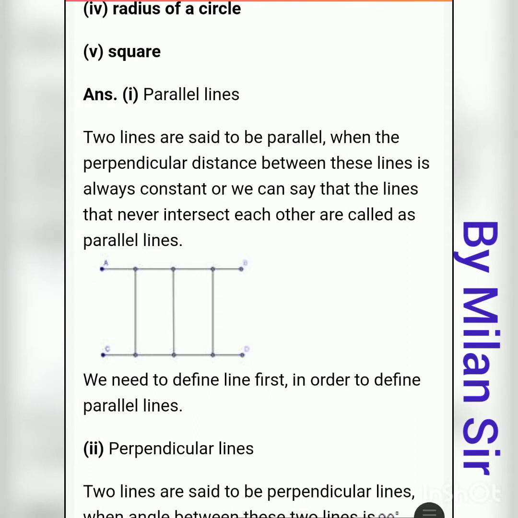Okay, we need to define line first in order to define parallel lines. That means if we want to write the definition of parallel lines, then here one term we have, it is line. So first of all we need to define the line. After that we can give the definition of parallel lines.